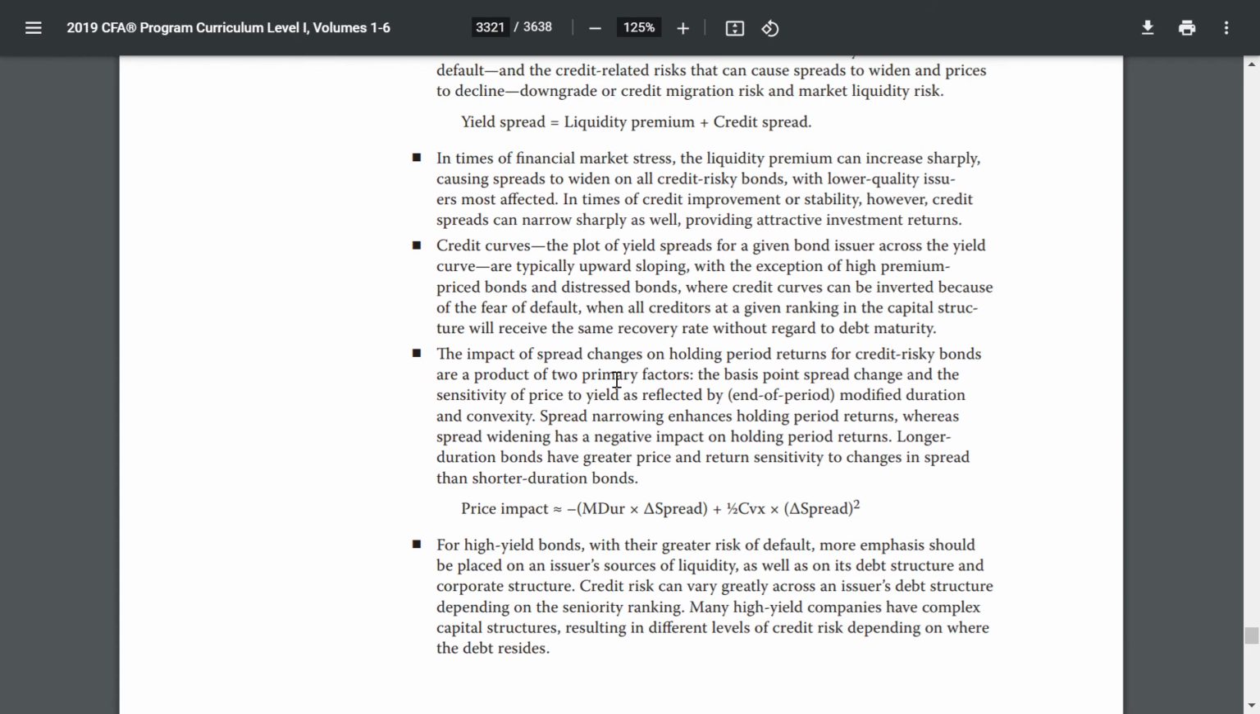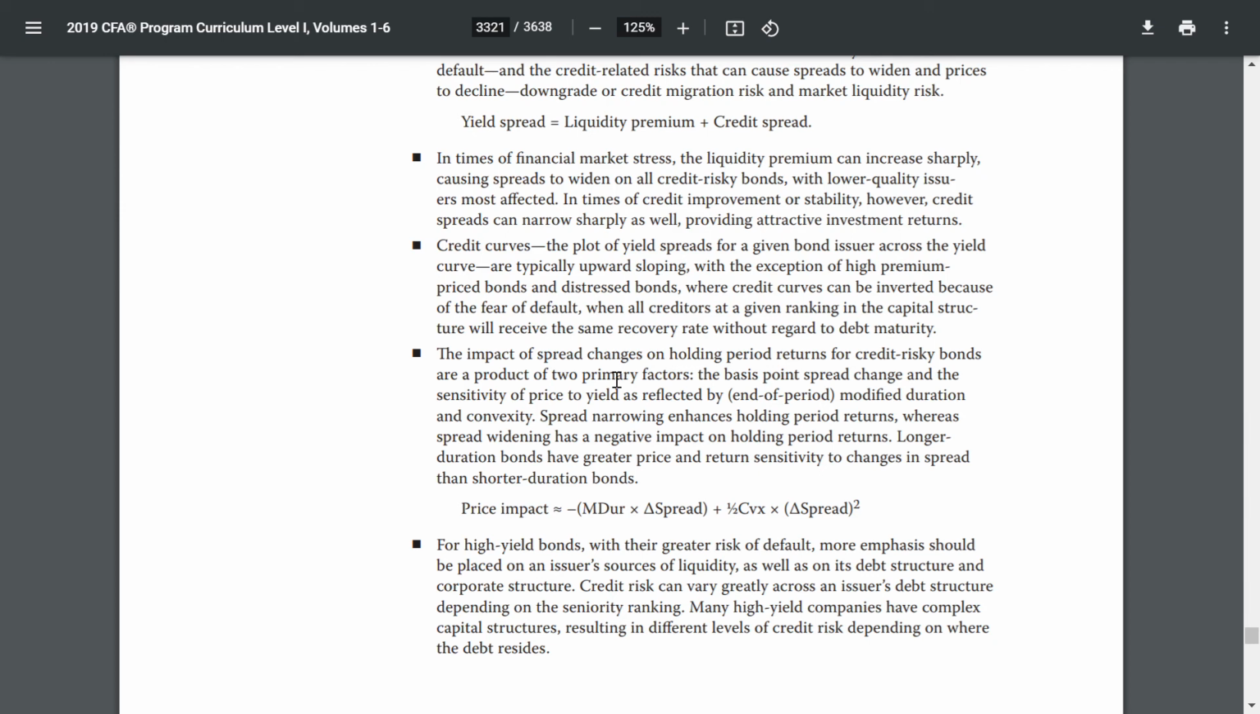In times of financial market stress, liquidity premiums can increase sharply, causing spreads to widen in all credit risky bonds, with lower quality issuers most affected. In times of credit improvement or stability, however, credit spreads can narrow sharply as well, providing attractive investment returns. Credit curves, the plot of yield spreads for a given bond issuer across the yield curve, are typically upward sloping, with the exception of high premium priced bonds and distressed bonds, where credit curves can be inverted because of the fear of default.